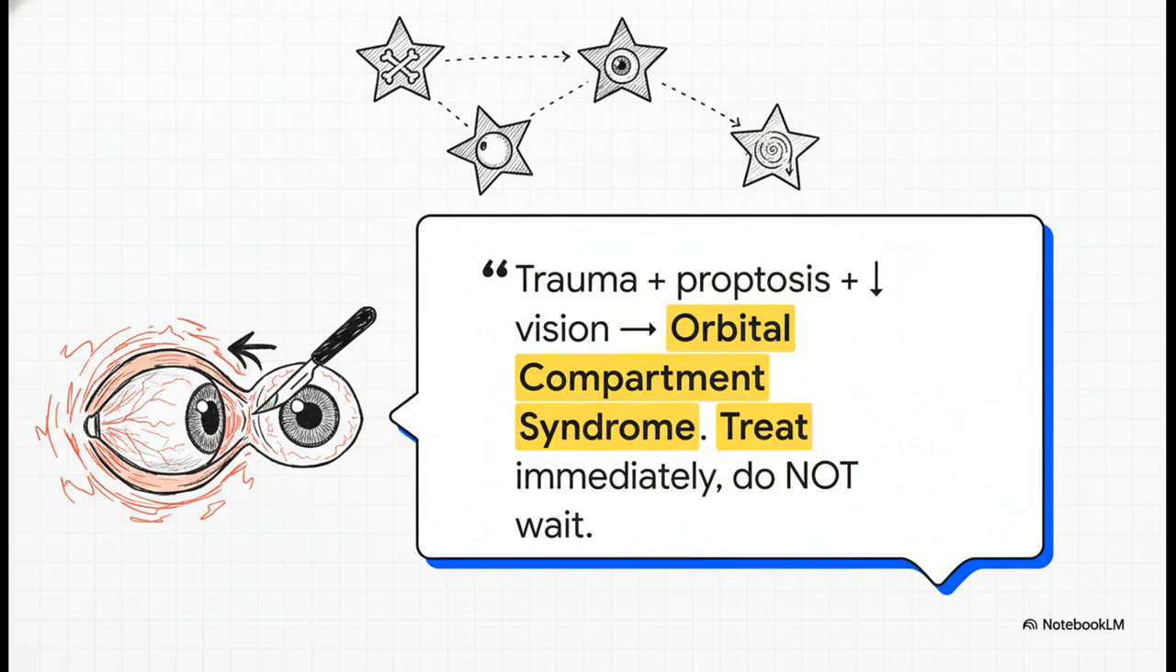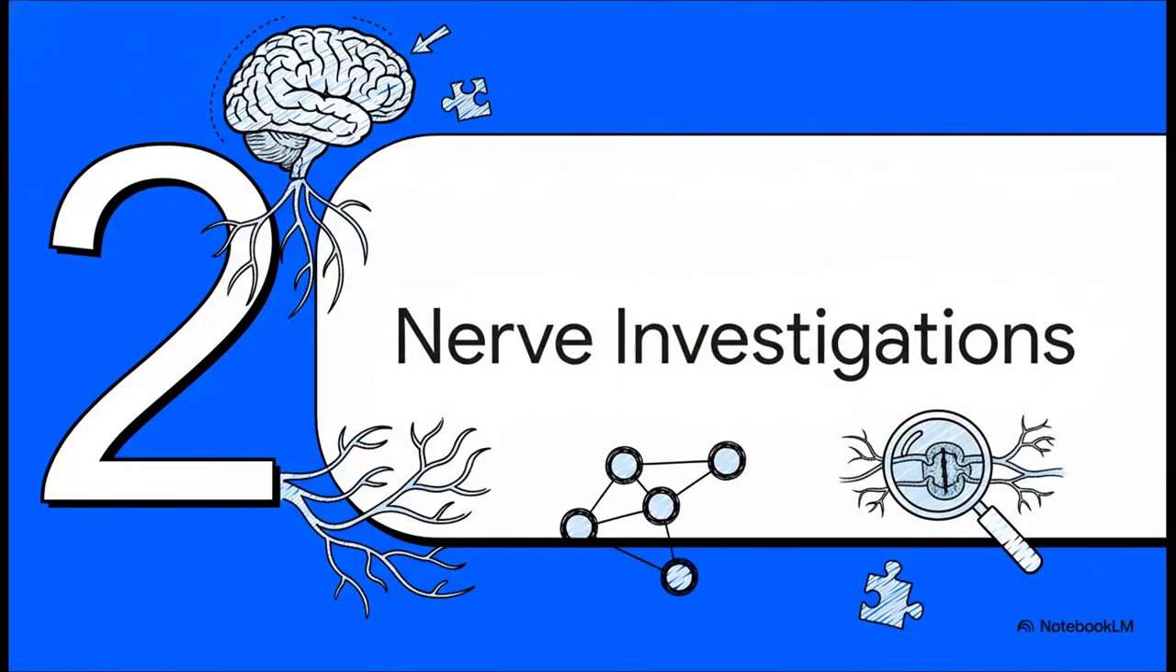So the clinical pearl is a simple equation you have to burn into your brain. Trauma plus proptosis plus a hard orbit plus dropping vision equals orbital compartment syndrome. You have to treat it now. Okay, let's take a breath. We're going to slow the pace down just a little bit and switch gears. Welcome to Section 2, Nerve Investigations. For these next few cases, it's all about playing detective and localizing the lesion.